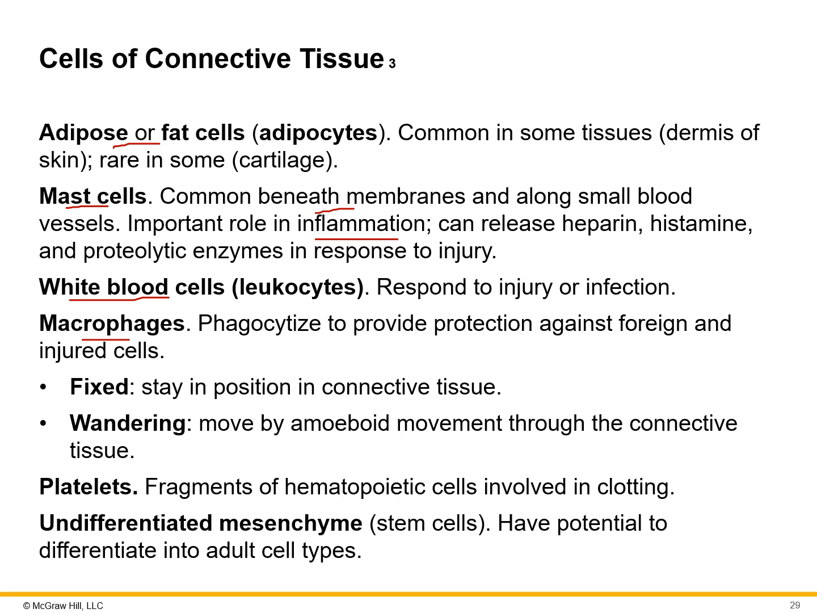We have macrophages that go through phagocytosis to take in and break down damaged material or foreign invaders. Some of them are fixed, meaning they stay in one place. Some of them are moving around. We also have platelets, which are pieces of blood cells that help with clotting. And then we have undifferentiated mesenchyme or stem cells that can become multiple different types. So again, we have lots of different types of connective tissue, and so we have lots of different types of cells to make up that connective tissue.